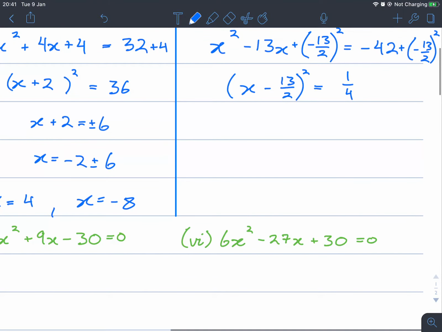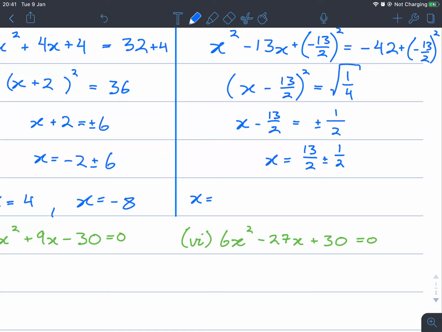Taking the square root of both sides, we get x minus 13 on 2. Now if we take the square root of a fraction, we take the square root of 1. Sorry, hang on, it's going to be plus or minus 1 all over the square root of 4, which is 2. Okay, so now let's move it to the right hand side. x equals positive 13 on 2 plus or minus a half.